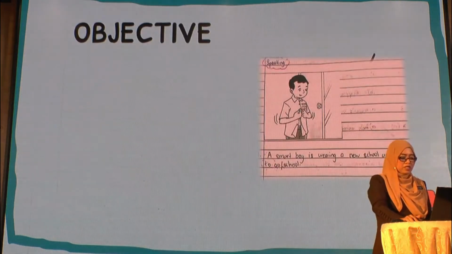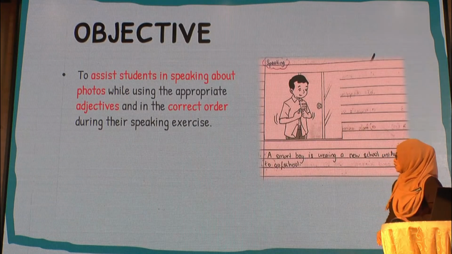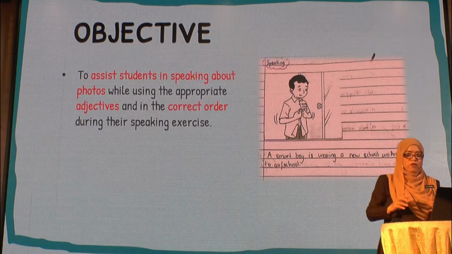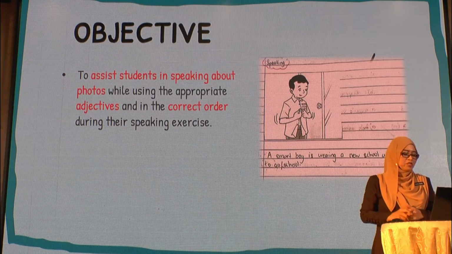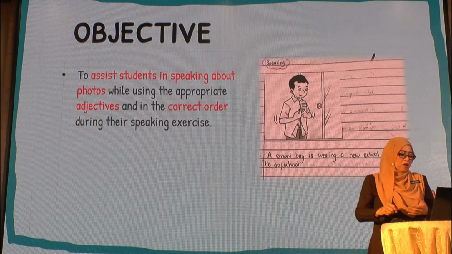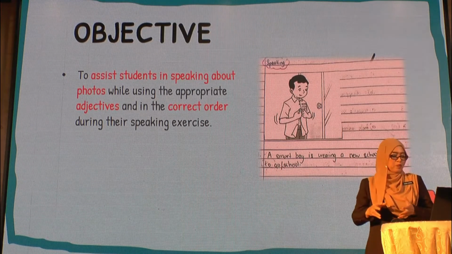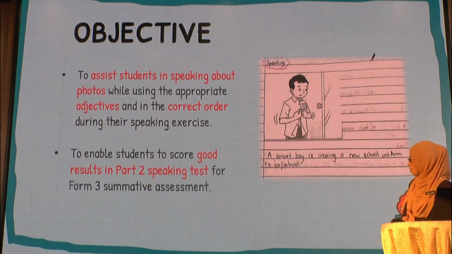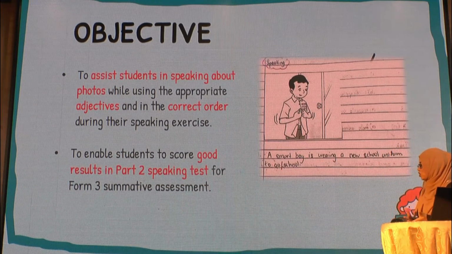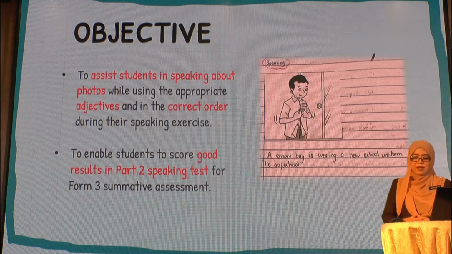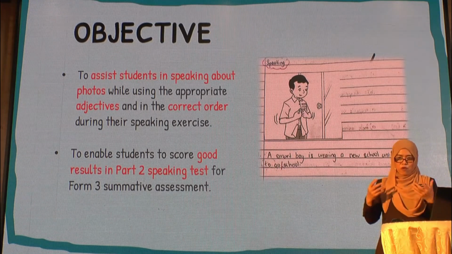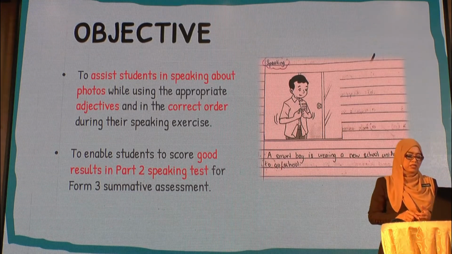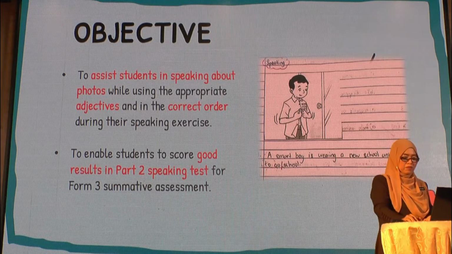What is my objective? The first objective is to assist students in their speaking about photos that they're going to describe, using the correct adjectives and in the correct order during their speaking exercise. The second objective that I want to achieve is to enable students to score good results in their Part 2 speaking test for the Form 3 summative assessment, which is at the end of the year.